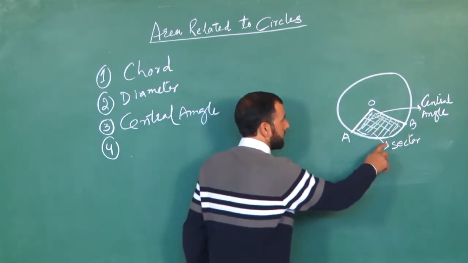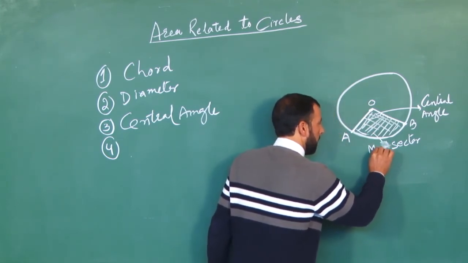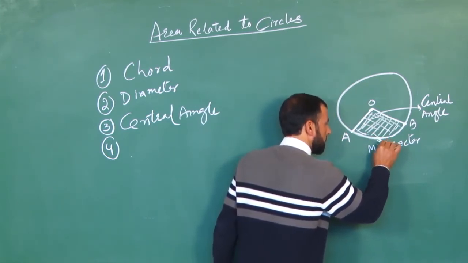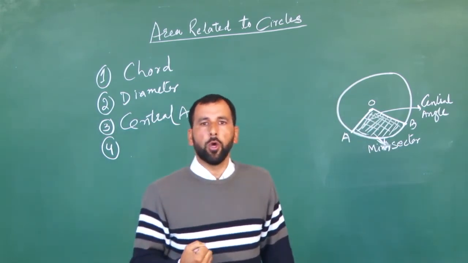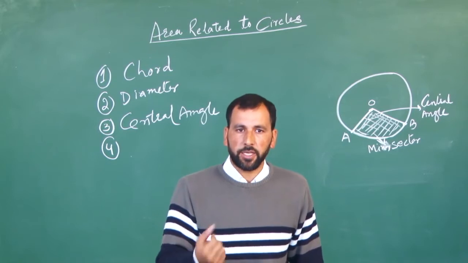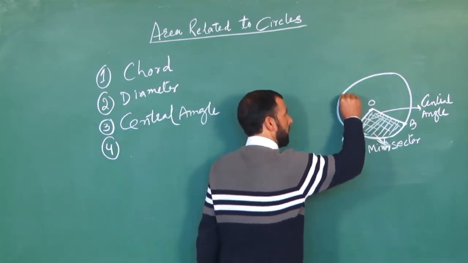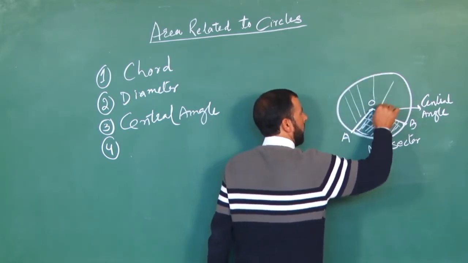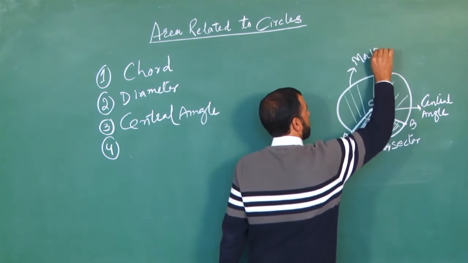But this sector is a minor sector, because two radii and a corresponding arc divide a circle into two sectors. One is the minor sector and the other is the major sector. This one is the minor sector and this whole part is known as the major sector.